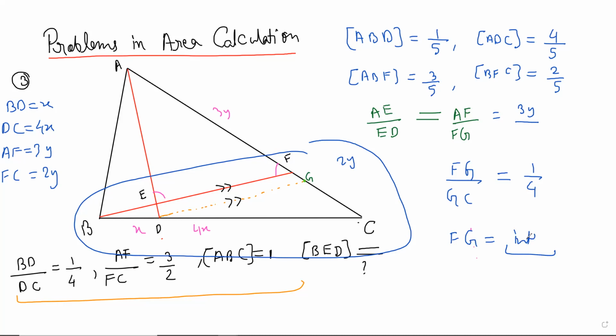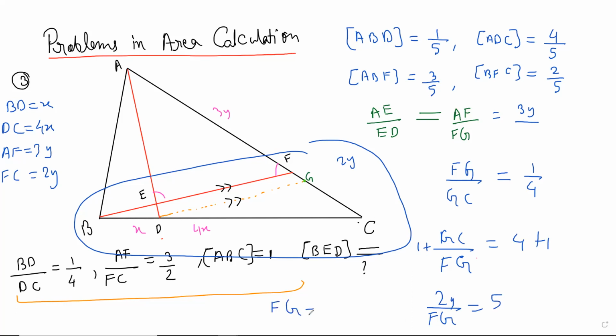Or let us just quickly find it, right? It takes the same time to write all this. So, yeah, you can just find it. So you can do this, and this is 4, and you can add a 1. You can do this in any way. You get 2y, you get FG, you get 5, right? So FG is 2y by 5, right? You can find this in any way.